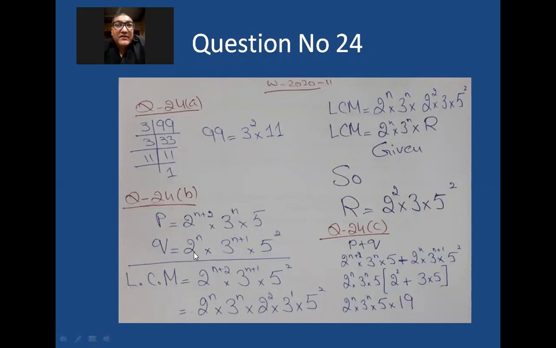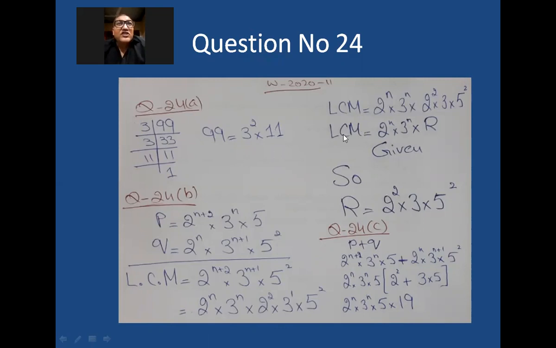So here I will write 2, and the 2's largest power is n plus 2. 3 is common, so I write it once, and its largest power is n plus 1. 5 is common, but its larger power is 5 square. The numbers which are not common are also included in the LCM, but here we don't have them. So the LCM is basically 2 raised to power n into 2 raised to power 2 multiplied by 3 raised to power n multiplied by 3 raised to power 1 multiplied by 5 square. So the LCM is 2 raised to power n into 3 raised to power n multiplied by 2 square multiplied by 3 multiplied by 5 square.